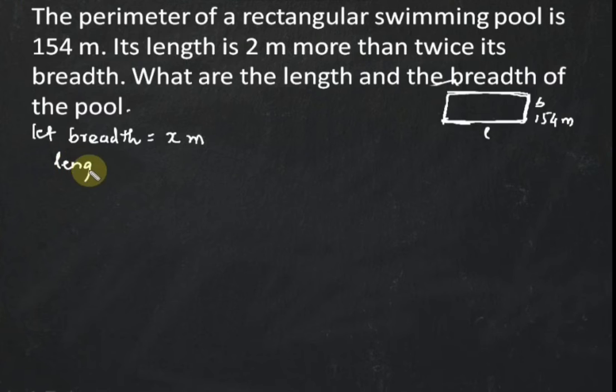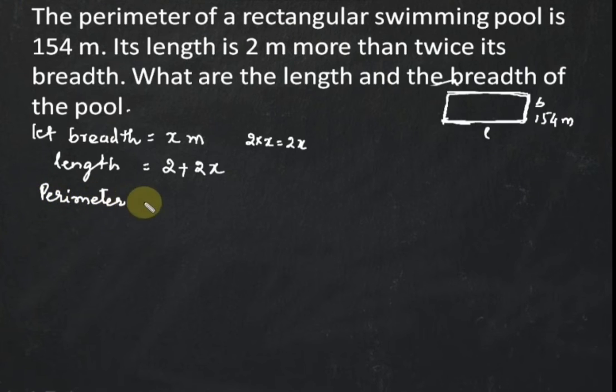Now the value of length is 2 more than, that is 2 plus. 2 more is 2 plus. Twice its breadth will be 2 into x, that is 2x. So 2 plus 2x meters. So the statement is the perimeter of a rectangular swimming pool. Perimeter is given. So the formula of perimeter of a rectangle is equal to 2 into length plus breadth.